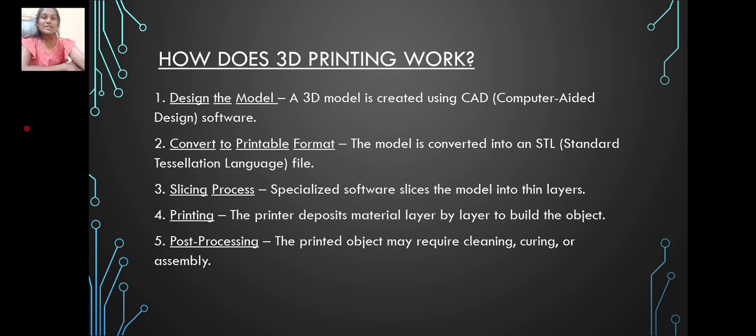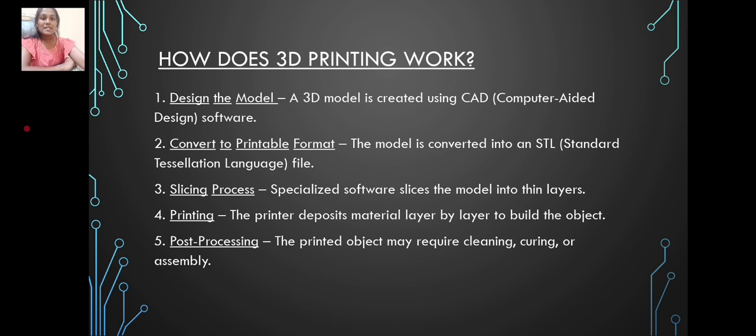Let us know how 3D printing works. The first step is designing the model. A 3D model is created using CAD, which means computer aided design software. The second step is converting to a printable format. The model is converted into an STL, which means standard tessellation language file.